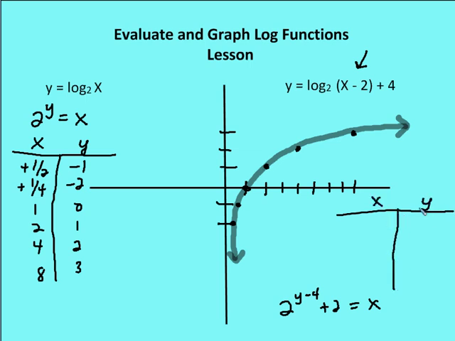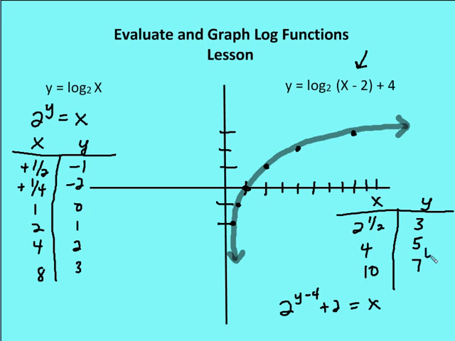I have my x values and my y values. All right, so let's say when y now is equal to 3, I have 3 minus 4, so 2 to the -1 is going to be 1/2, plus 2, I get 2 and 1/2. When y is equal to, let's say, 5, I have 5 minus 4 is 1, 2 to the 1 is 2, 2 plus 2 is 4. When y is 7, I have 7 minus 4 is 3, 2 to the 3rd is 8, plus 2 is 10. All right, so this is about as far out as I think we can go for now.